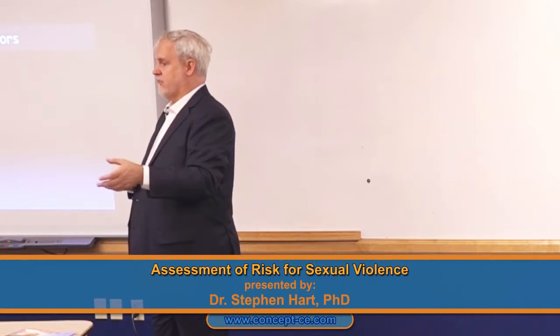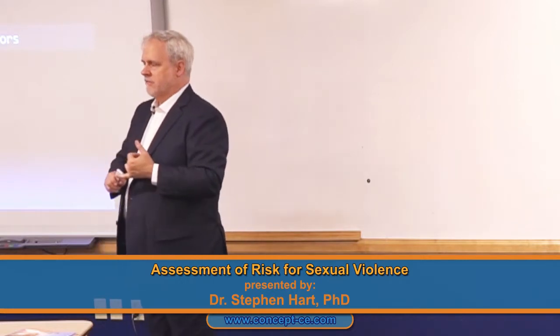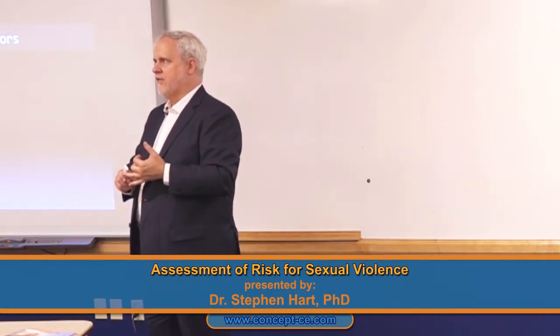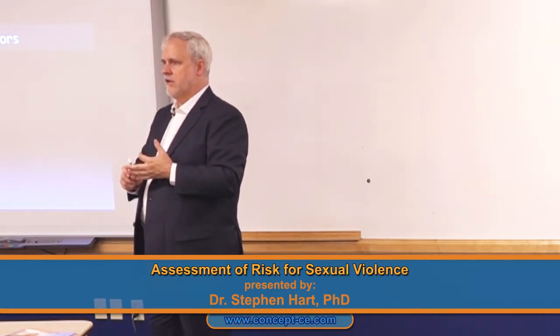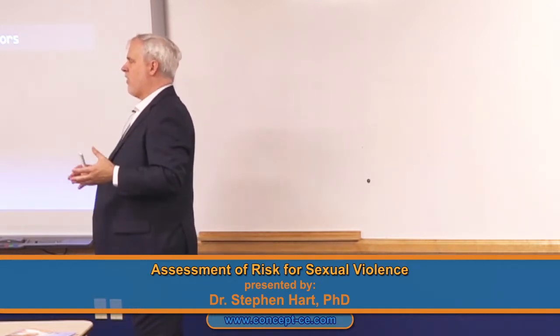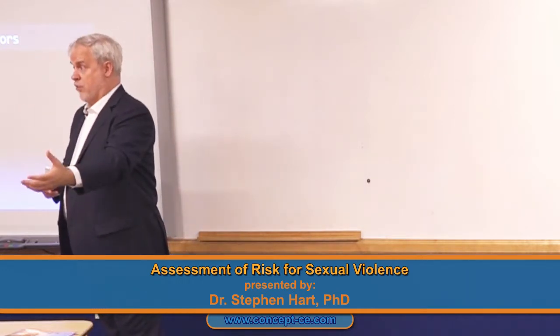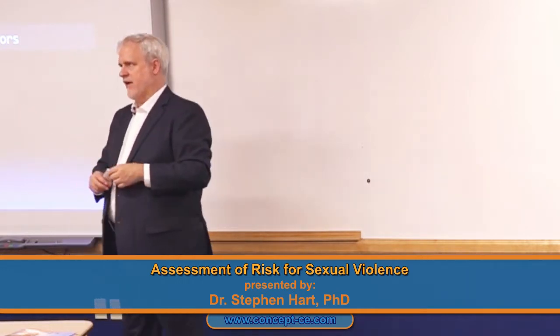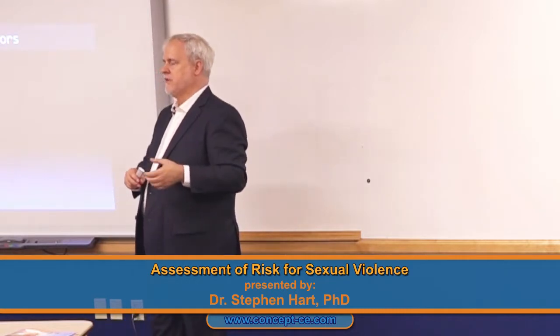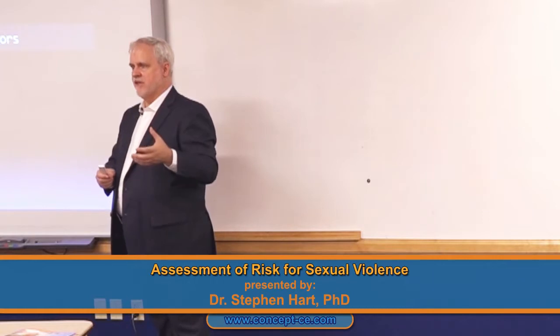When we get down to structured professional judgment guidelines, we're going to look at the legal literature. We're going to look at the scientific literature. We're going to look at the clinical literature, the professional or theoretical literature. We're going to put it all together and try to find things that are empirically supported or empirically validated as risk factors, things that are practically useful, and things that are not legally offensive. We're going to try to put all those things together and say that's evidence-based.